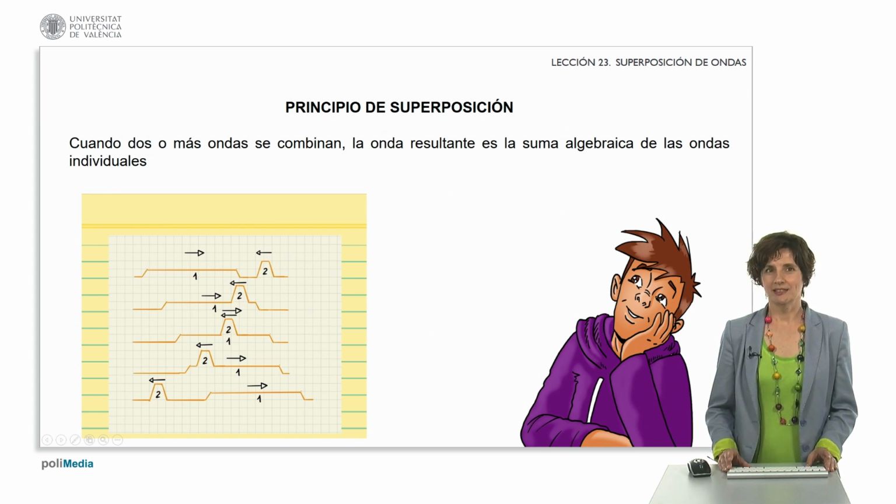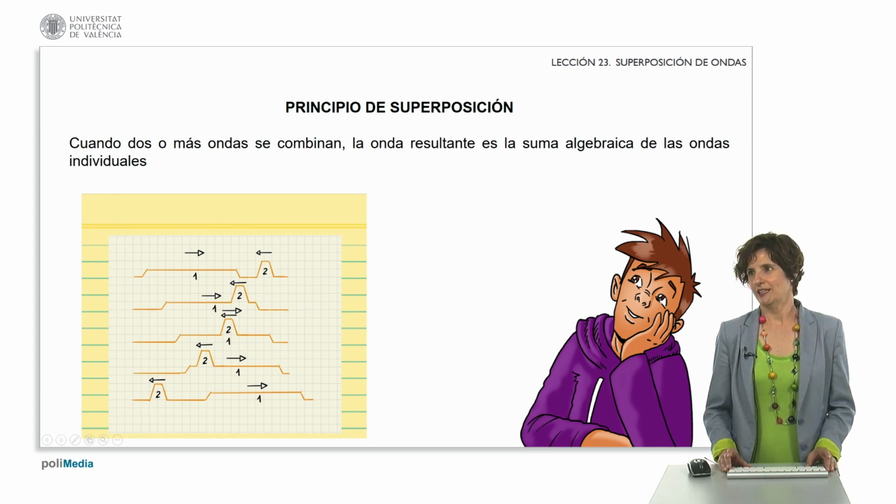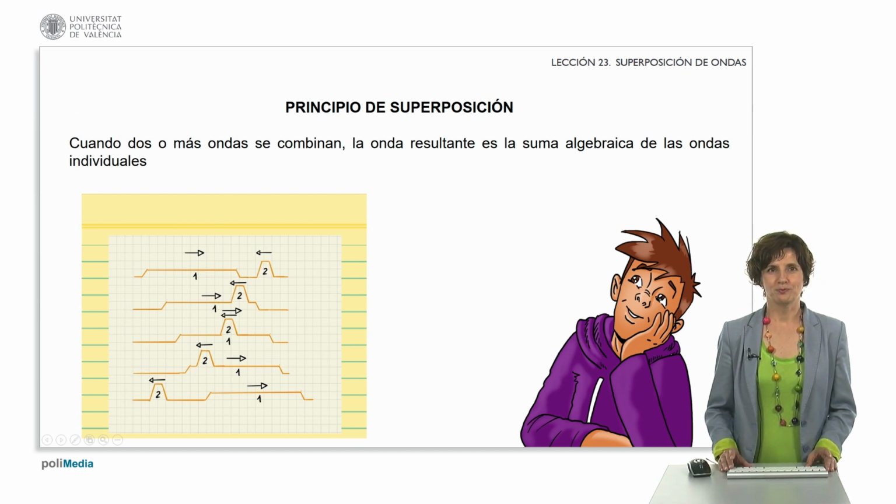In the figure we see two wave pulses, 1 and 2, moving in opposite directions on a string. The shape of the string, when the two pulses meet, is obtained by summing the amplitudes of each pulse, as observed at different time instants.